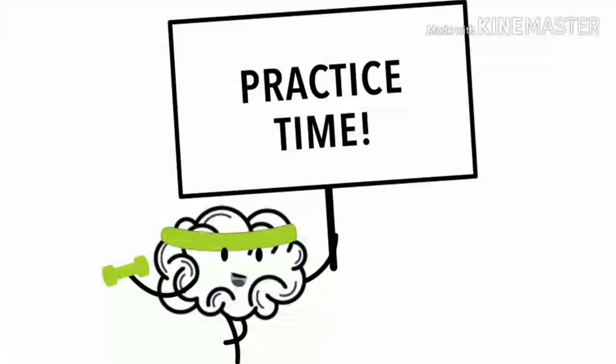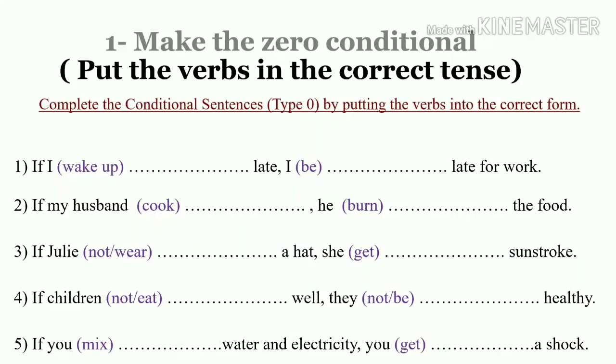You may consider some practice exercises. It's practice time. Can you make the 0 conditionals by putting the verbs in the correct tense? Complete the conditional sentences type 0 by putting the verbs in the correct form. We have if plus a verb, you have to put it in the present, comma, subject, and a verb that should be in the present.